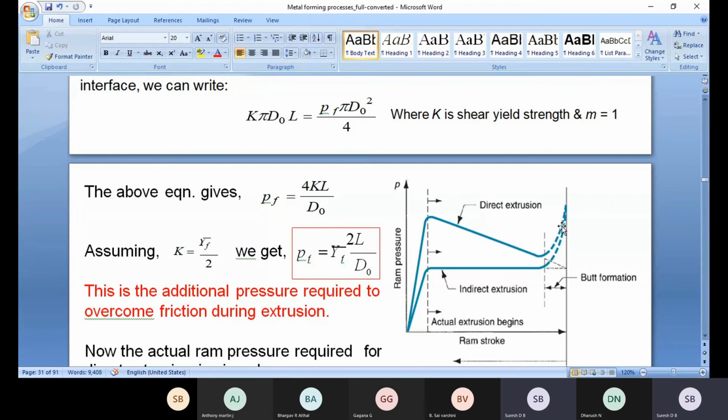Any doubts in this one? Why in direct extrusion is the load maximum compared to the indirect extrusion process? Any doubt? No doubt, sir.